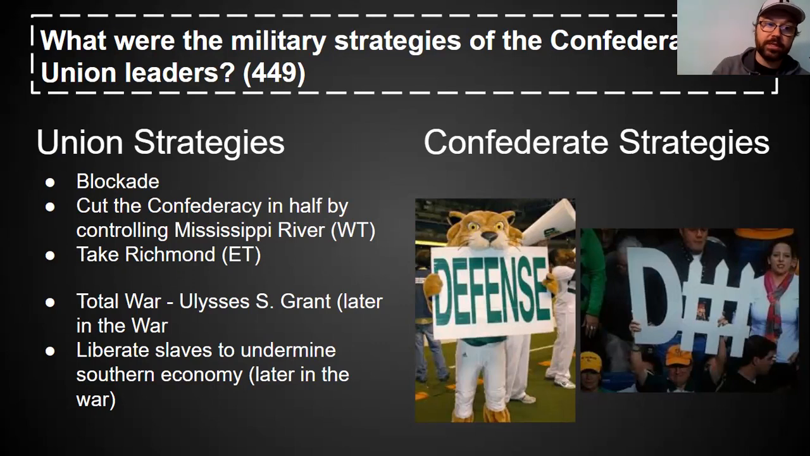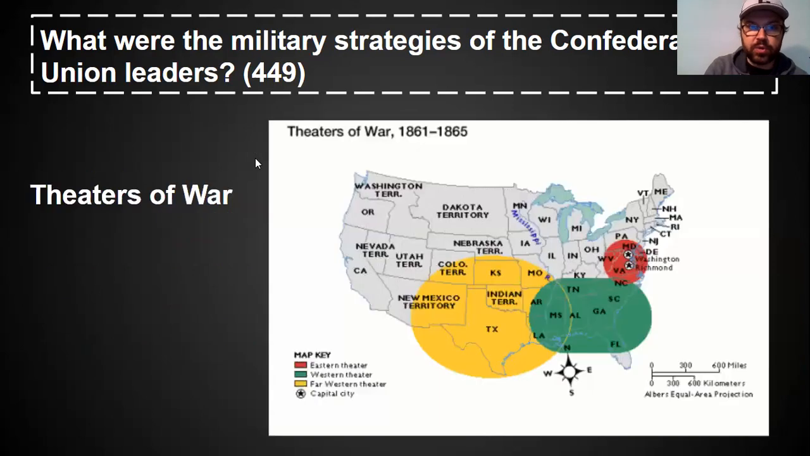At the beginning of the war, it's those first three bullet points: blockade, cut the Confederacy in half by taking the Mississippi. That's the Anaconda Plan, those two first bullets, and then take Richmond. That leads to what we're going to call the Eastern Theater of the War, which is a whole bunch of fighting up here in Northern Virginia and in Southern Maryland and Pennsylvania, because the Union is going to try to invade the Confederacy and get to Richmond over and over and over again for 4 years. And the Confederacy is going to successfully defend it.